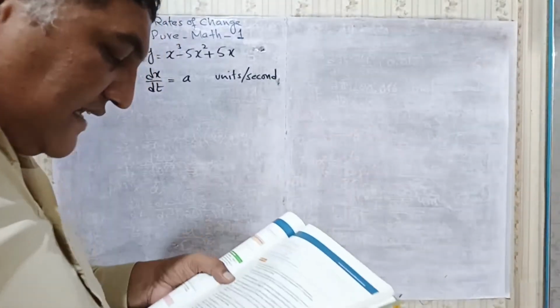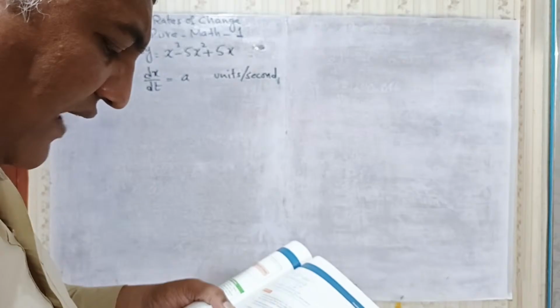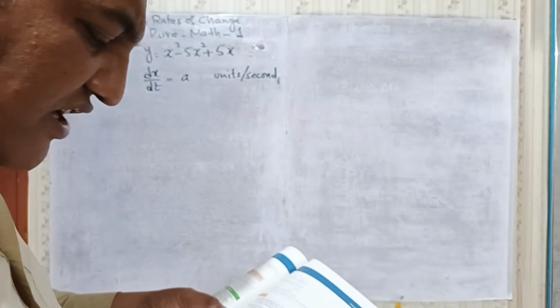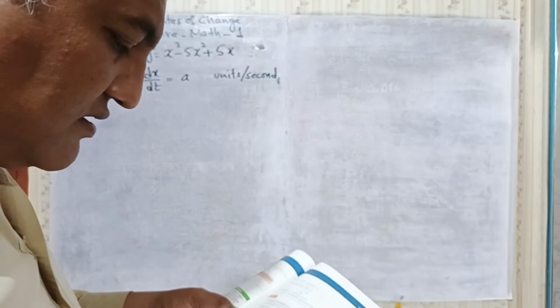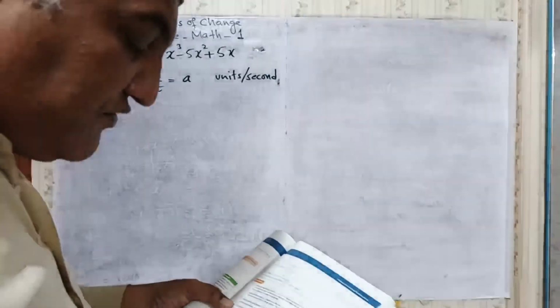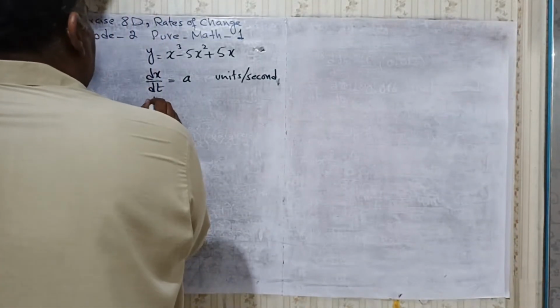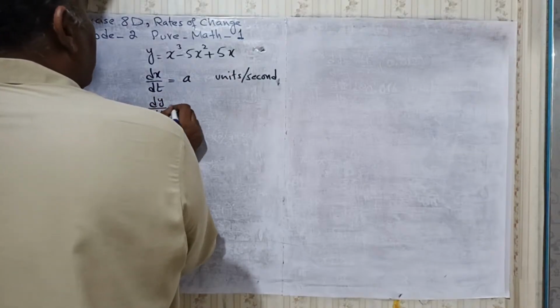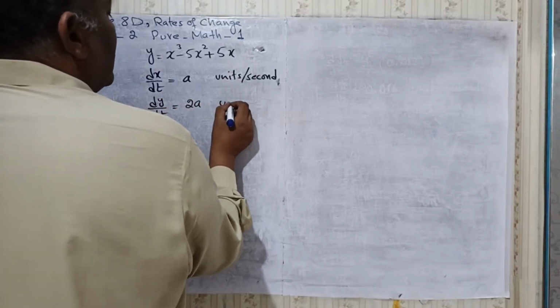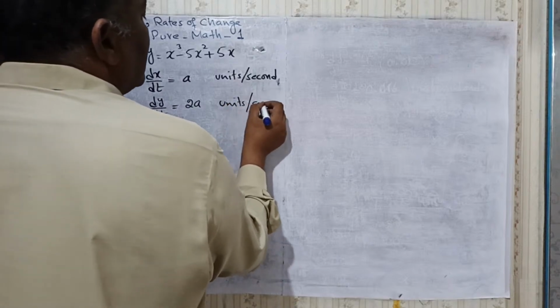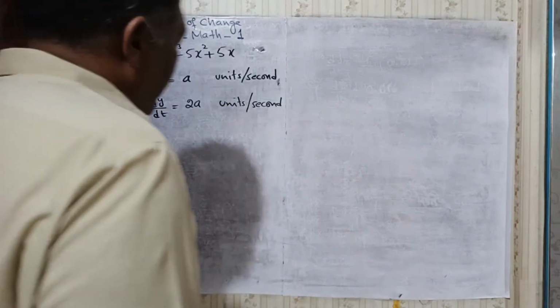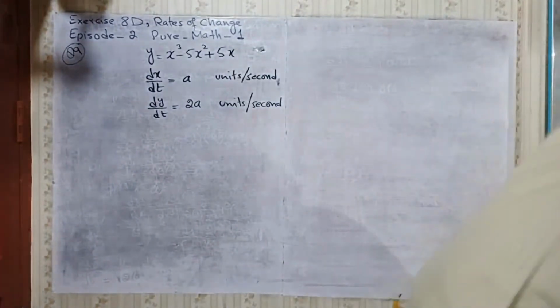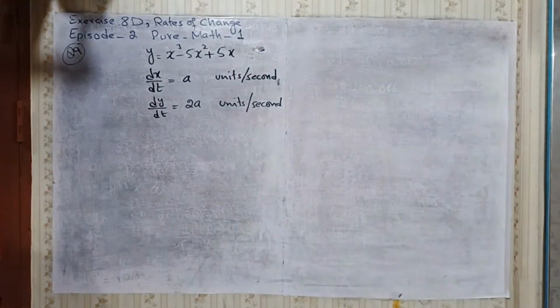Then he says, find the value of x at the points where the rate of change of y is double the rate of change of x. So dy by dt is double of this rate, so that is 2a units per second. It's very, very simple now. Just take the equation of that curve and differentiate it.